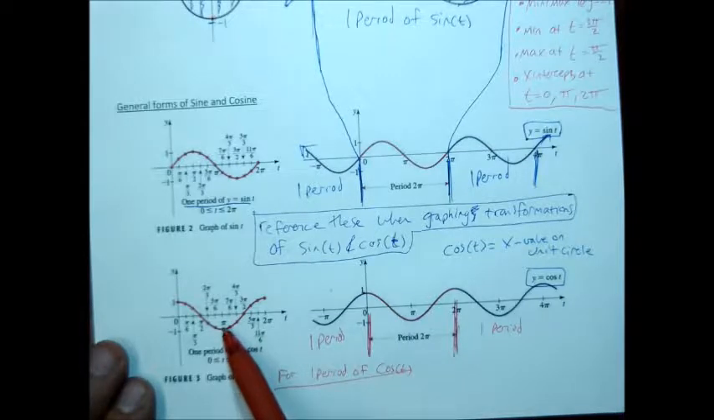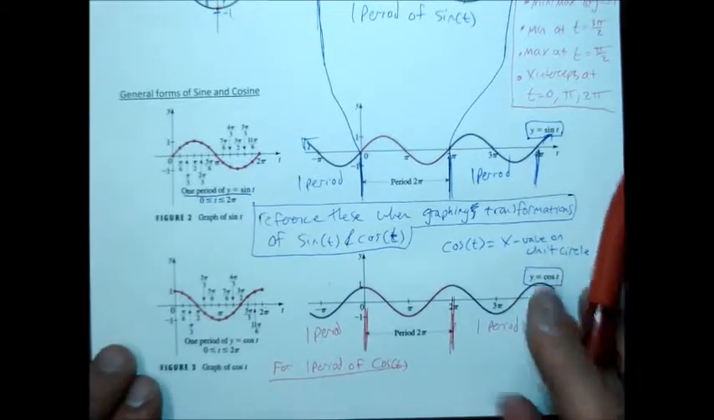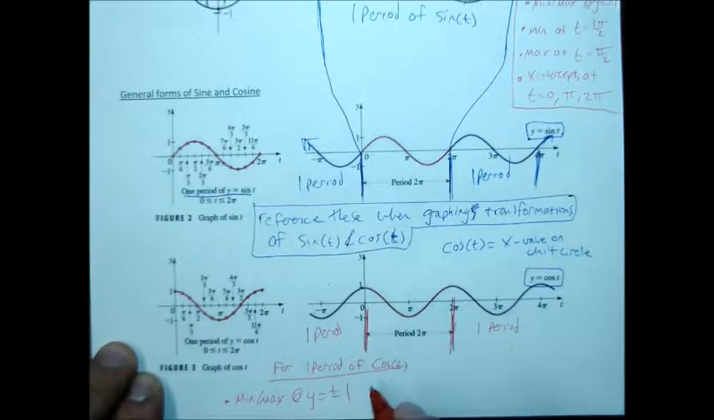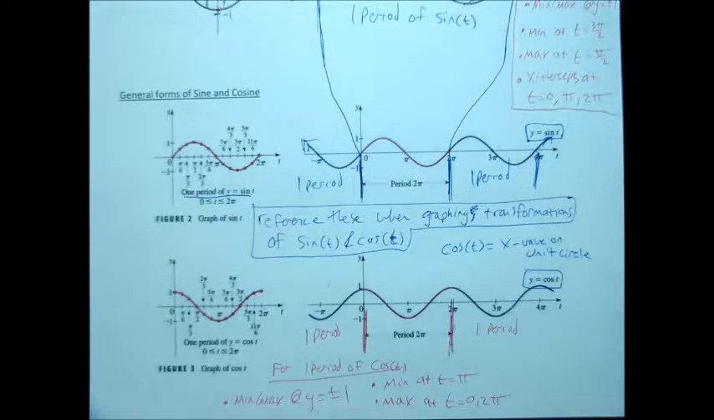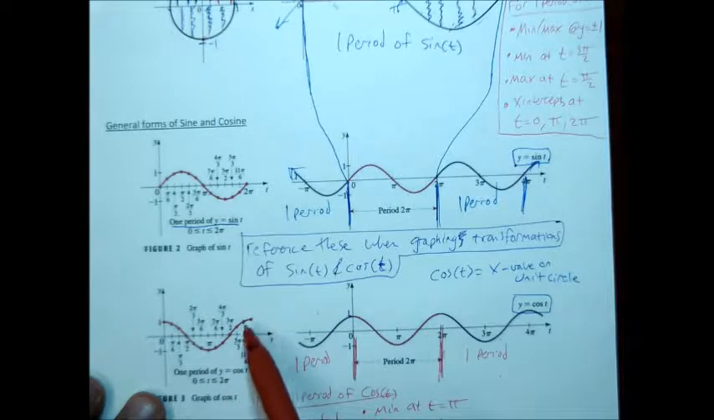At pi, we get the smallest x value, and then at 0 and 2 pi, we get the biggest x value. And so we have the same min and max at y equals plus or minus 1, but the locations are different. The min occurs at t equals pi, and the max occurs at t equals 0 and 2 pi. Again, just think about where the x values are on the unit circle. Cosine are the x values, and so when we're tracing out the x values on this thing, it's tracing out this cosine graph.